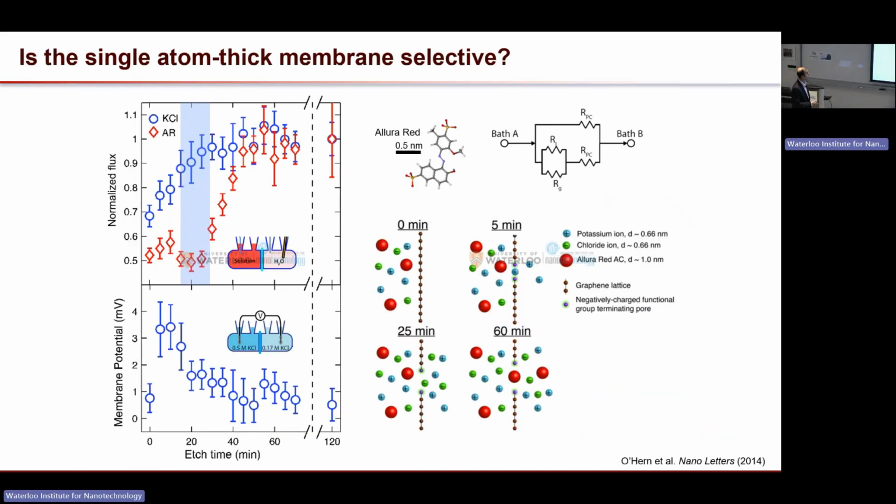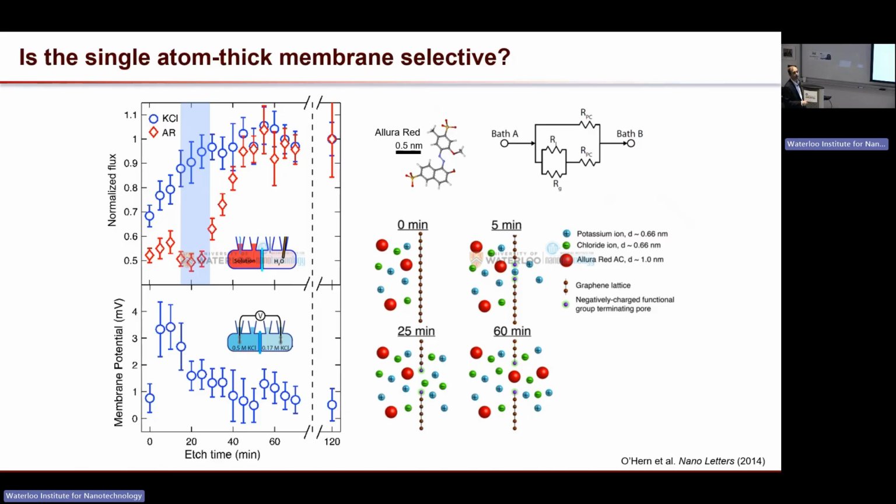So after doing this experiment, what we found: on the x-axis, we are etching. So we are basically creating more pores and making them a little bit larger. And we are comparing potassium chloride and this small molecule, Allura red. And you can see that potassium chloride goes up quicker and then it levels off at 1. So at this point, the graphene is essentially transparent. Everything is governed by the support. And then here you can see that the dye actually picks up later.